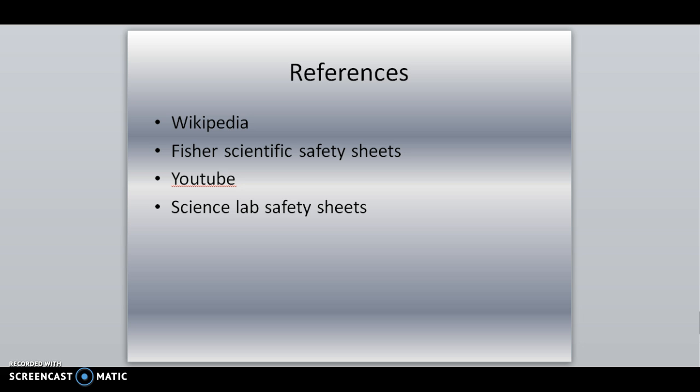Here are my references. I used several different sites to accumulate all of this information and try to give you the best answer possible.